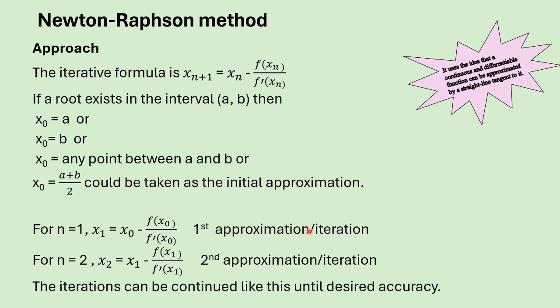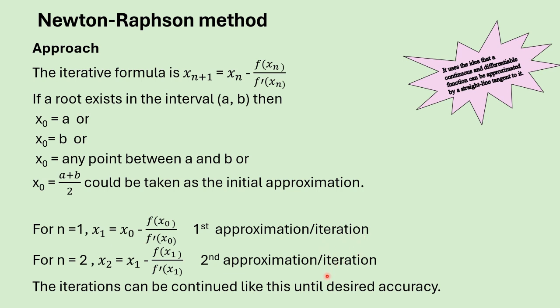Then next we keep n is equal to 2. Here x will become x2. When n plus 1 is given, here it becomes n, that is 1 less than this. So x2 is equal to x1 minus f of x1 divided by f dash of x1, that is the differentiation of this, and we'll get the second approximation. We have to keep iterating till we get two consecutive numbers that are the same.